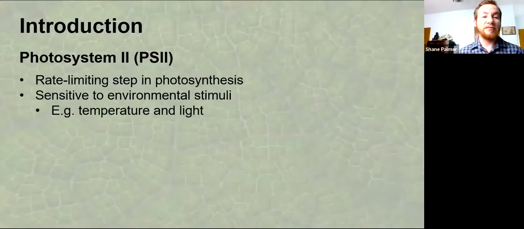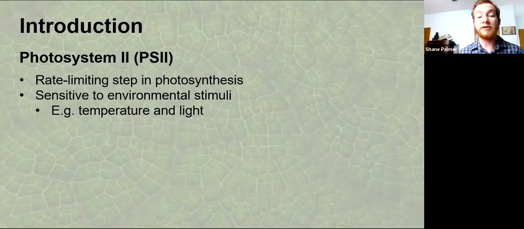So photosystem 2 is what's considered to be the rate limiting step in the process of photosynthesis, because it's sort of first in line on the chain that those electrons have to go through to do useful things for the plants. And the photosystem 2 complex is sensitive to environmental stimuli, especially things such as temperature and light.